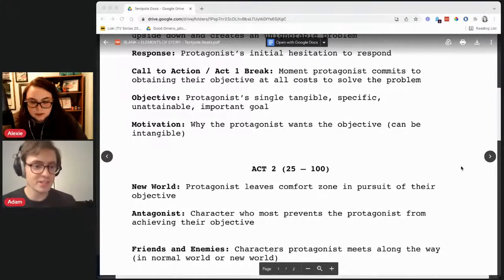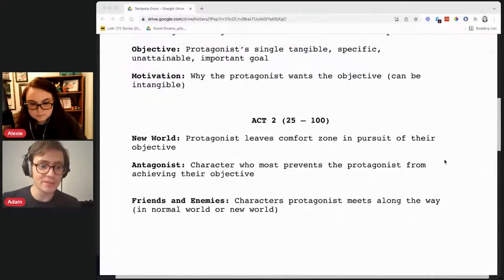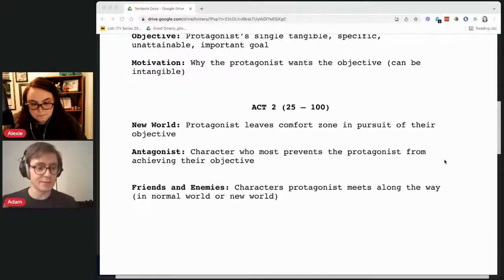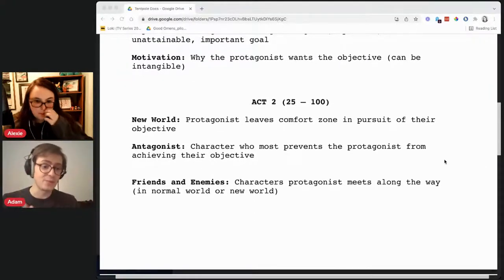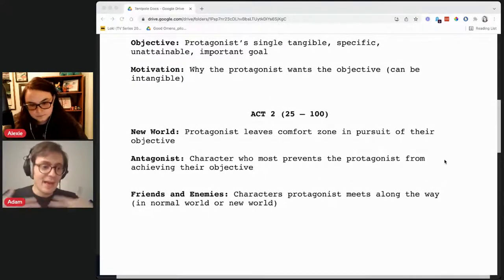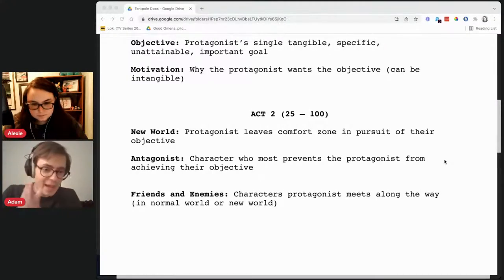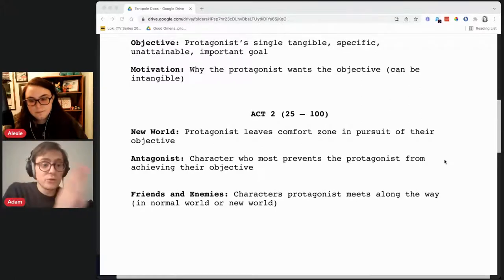So this is where we pivot into act two. And act two is all about objective and stakes for objective. The environment of act two is the opposite of the status quo of the ordinary world. It is the moment they commit to their objective, the protagonist goes from the old world to the new world.